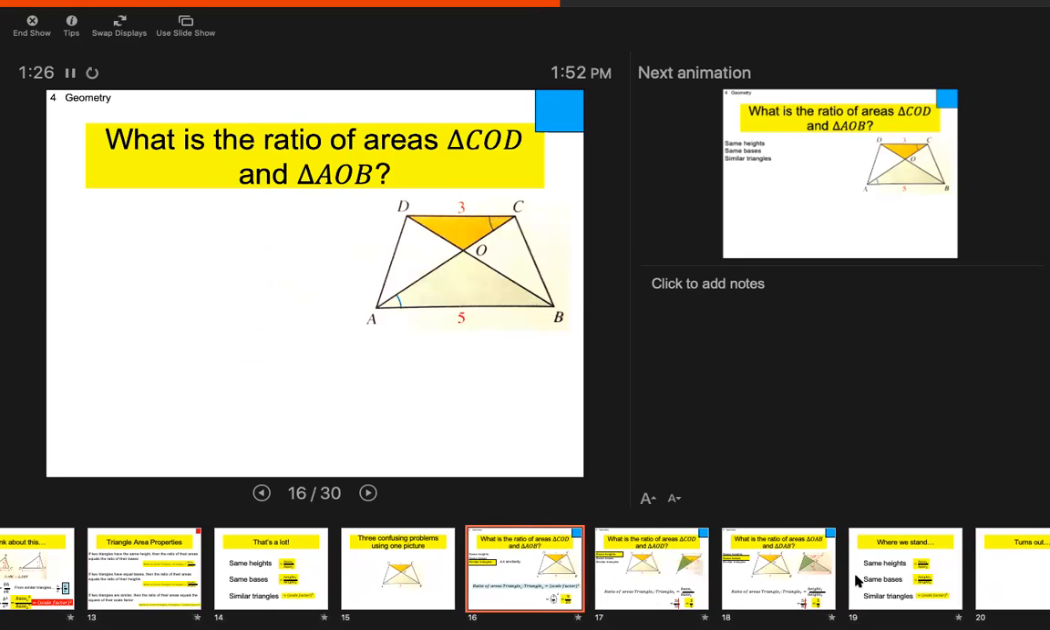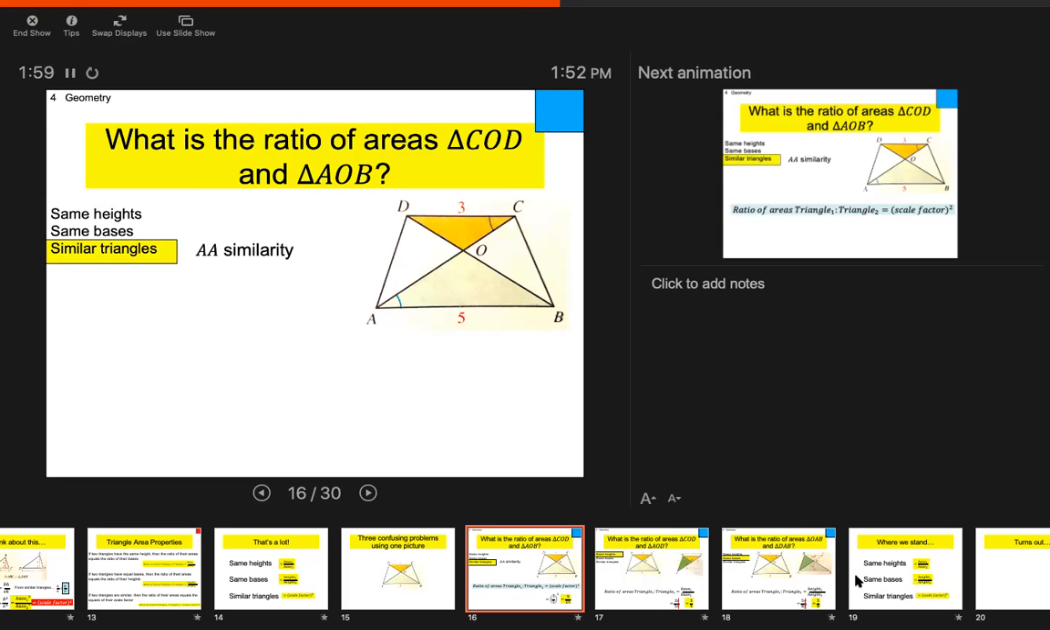So base times height. But you have to figure out: do they have the same base, the same height, or are they similar triangles? They don't have the same bases, and they don't have the same heights, so they would be similar triangles. How do you know they're similar? Vertical angles. We have 2 angles, and we got vertical angles, therefore by AA, they're similar. I could have told you that just by looking at it.